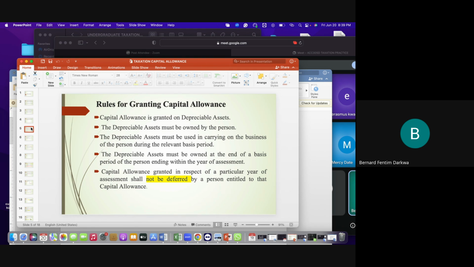Now the depreciable assets must be owned at the end of the base period, or the period ending within the year of assessment. What we are saying is that the depreciable assets must be owned by the person at the end of the accounting period. There are some people who, at the beginning of the year, have an asset registered in their name. Oh, this car belongs to me, or this property. By January, February, March, April, or maybe in July, they sell that property.